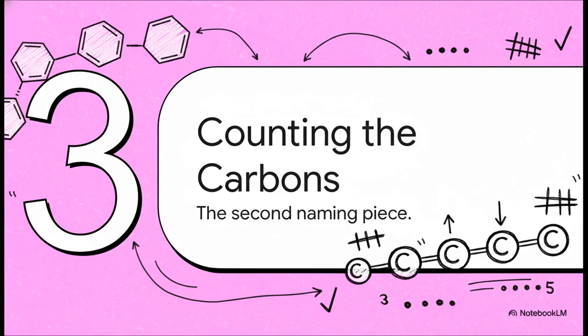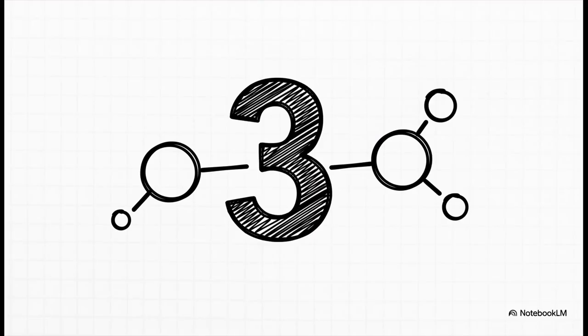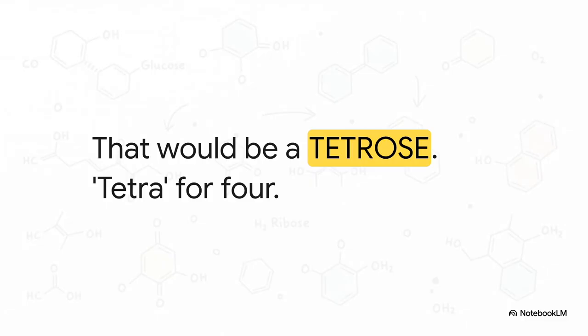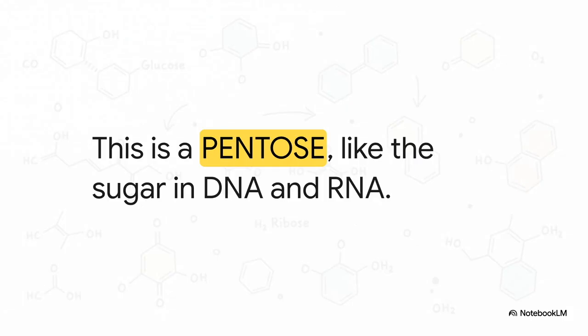Now for the second piece. And honestly, this one's even easier. All you have to do is count. Let's just do a quick run-through. You'll get the hang of it fast. If a sugar has 3 carbons, we call it a triose. Easy enough, right? What about 4 carbons? You guessed it, that's a tetrose. And if we have 5 carbons? That gives us a pentose.